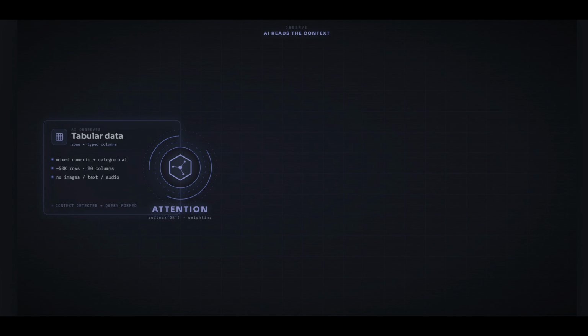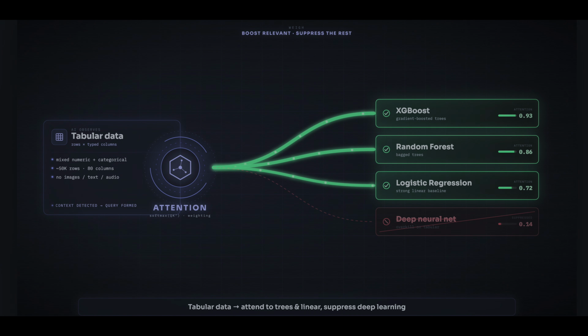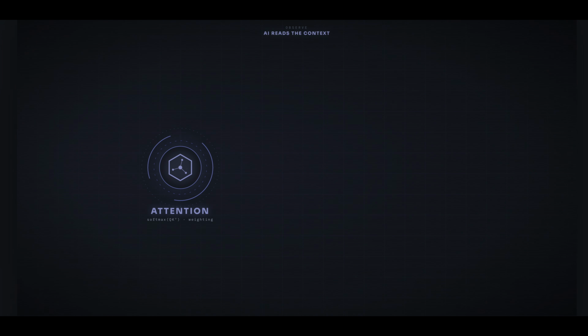Now let's see another example of attention, which is when you have tabular data. Attention will be fired to use algorithms like random forest, XGBoost and logistic regression and not deep learning models. And this is because Claude has also learned this pattern from the machine learning practitioners who use mostly XGBoost and random forest to solve tabular data problems.